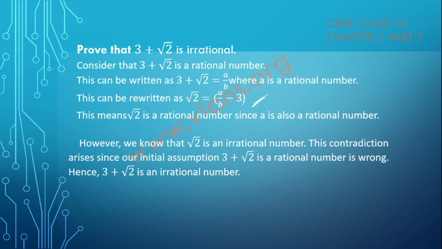Root 2 is equal to a by b minus 3. This means root 2 is a rational number, but we know that root 2 is an irrational number, and therefore 3 plus root 2 is a rational number is wrong. It is an irrational number. I hope you have understood this particular problem. So let's go to the next problem.